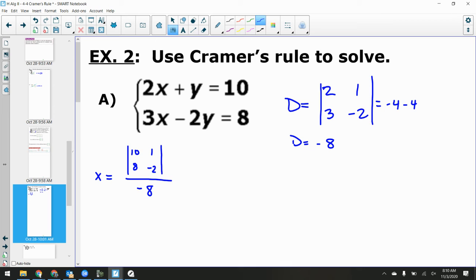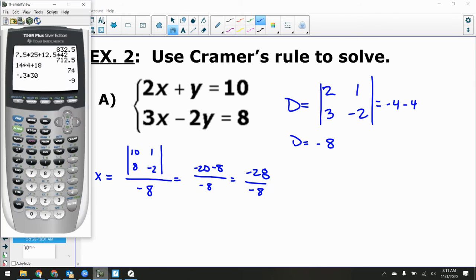The y coordinates keep their coefficients. Okay, so now we find the determinant on the numerator. So -20, I'll work it out here. -20 minus 8 over -8. That's not coming out right. Not nice. I thought that would come out nice. Huh, I guess not. -28 divided by -8. What's that come out to be? 3.5. What's wrong? What did I do wrong?